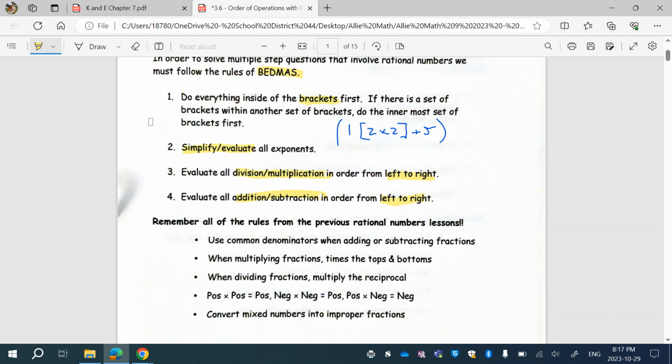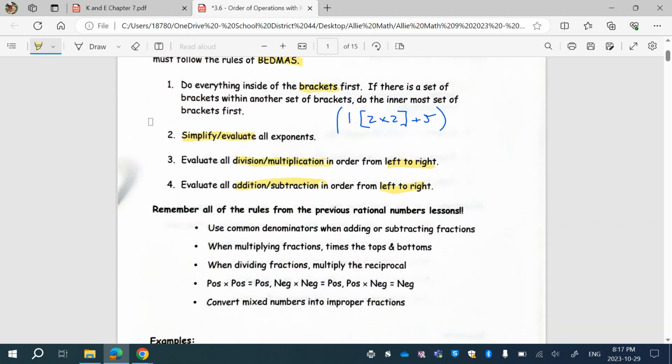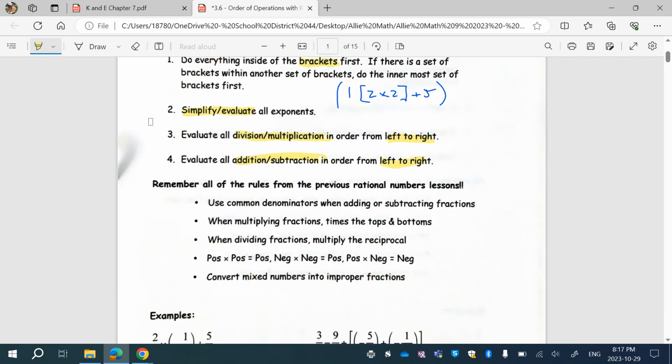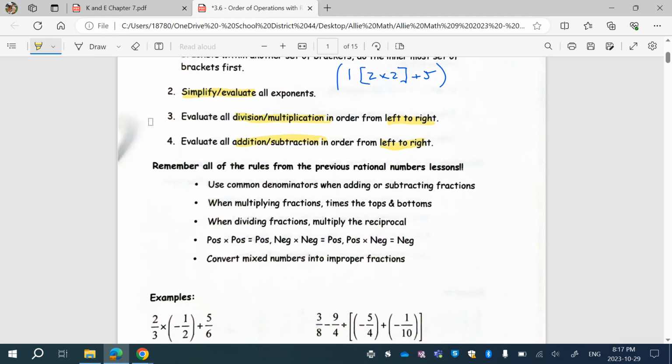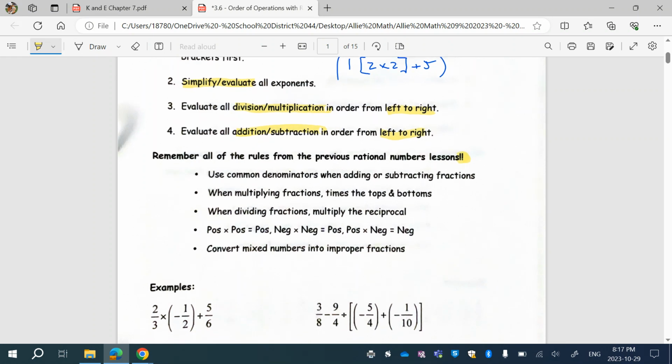So take a minute to review this. I know we've been going over it quite a bit. The same applies here, but you always have to follow the same instructions. So remember now all of the rules from the previous rational number lessons. Okay, there's 2 exclamation marks there. That's how important it is. So number 1, use common denominators when adding or subtracting fractions, and when multiplying fractions, times the tops and the bottoms.